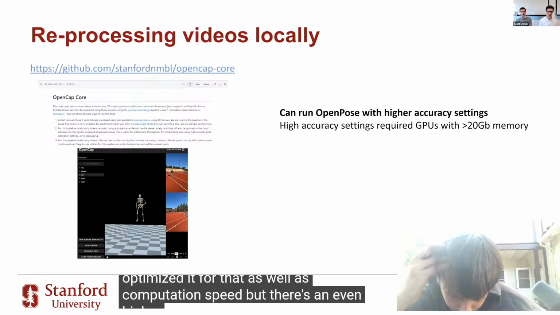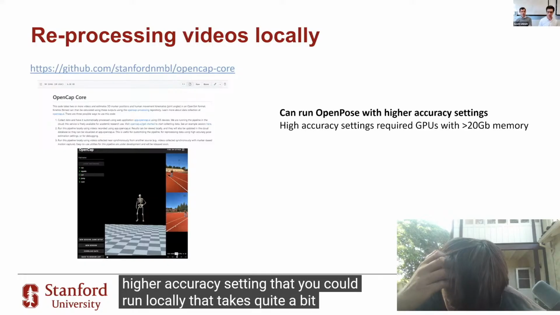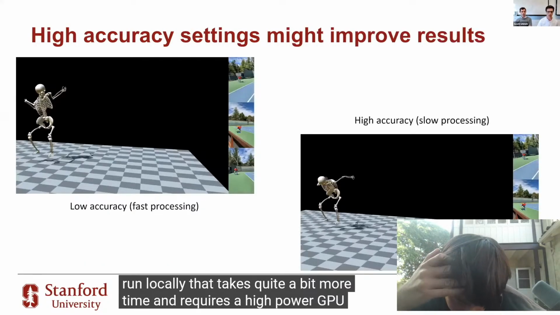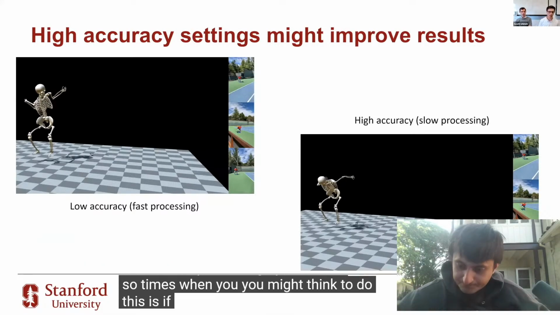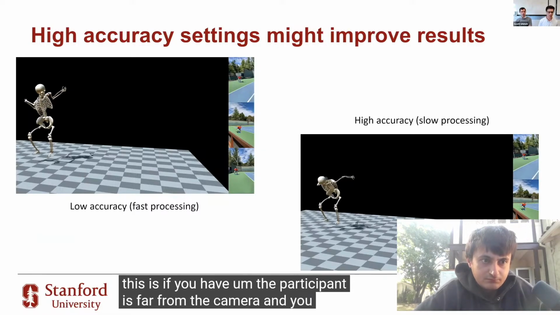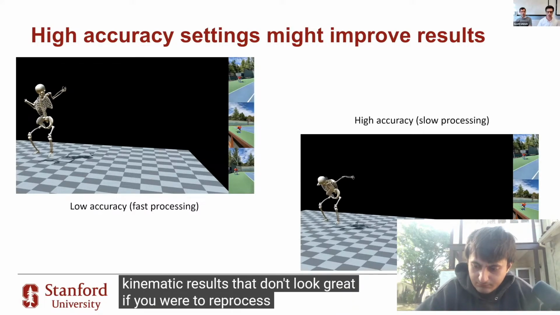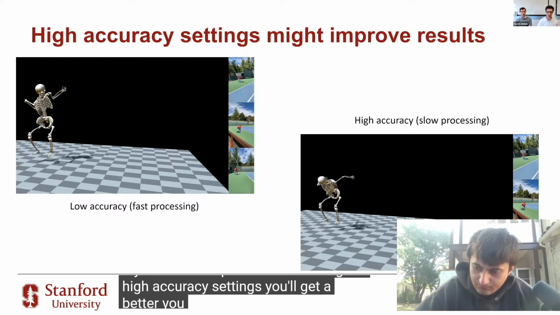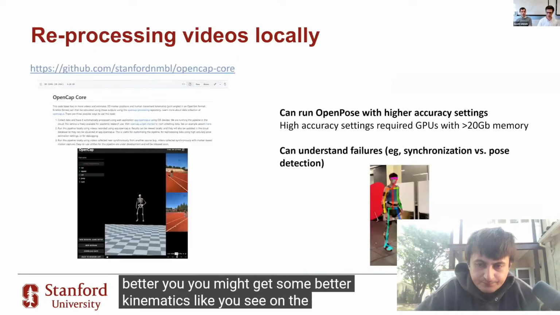But there's an even higher accuracy setting that you can run locally that takes quite a bit more time and requires a high-powered GPU. So a time when you might think to do this is if the participant is far from the camera and you have kinematic results that don't look great. If you were to reprocess them using the high accuracy settings, you might get better kinematics, as you see on the right.